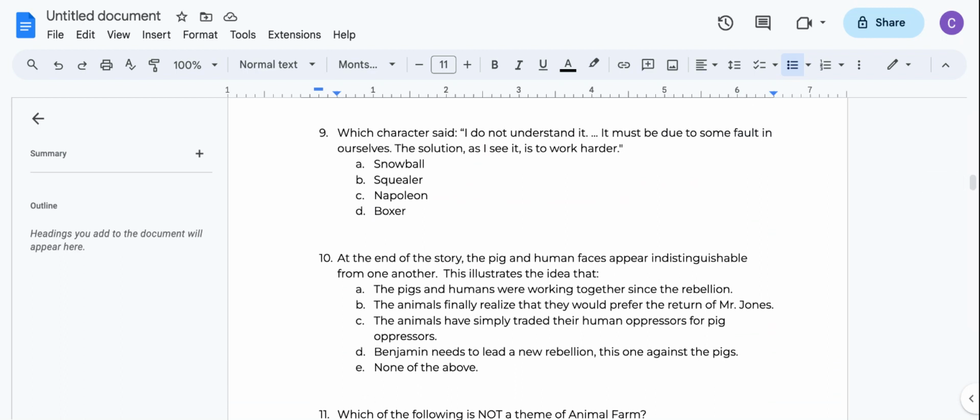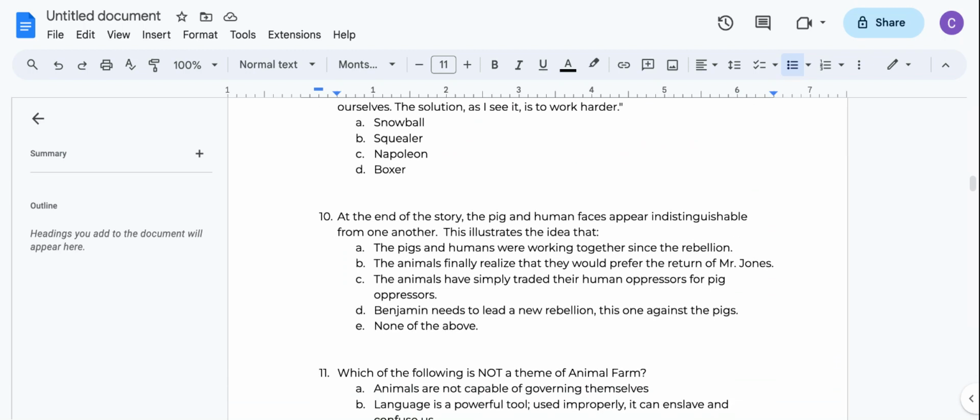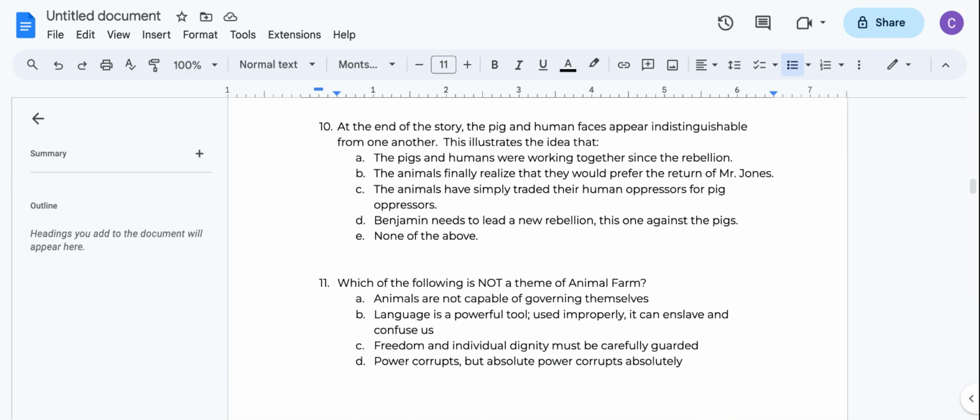9. Which character said, I do not understand it. It must be due to some fault in ourselves. The solution, as I see it, is to work harder. A. Snowball. B. Squealer. C. Napoleon. D. Boxer.